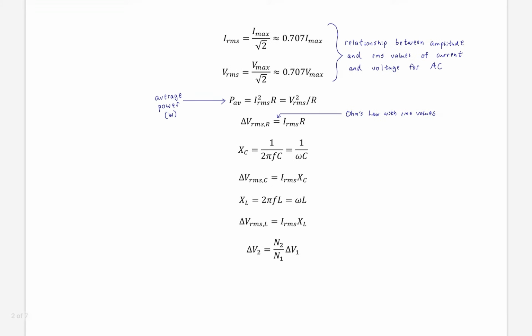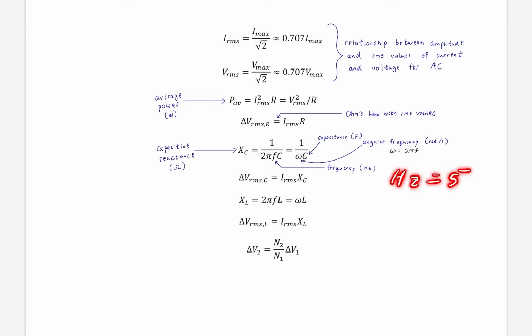And now something fundamentally new, reactance. X sub C is capacitive reactance, again measured in ohms, and it's equal to 1 over 2 pi times the frequency times the capacitance of the capacitor. Or we could replace the 2 pi f with the angular frequency omega. Capacitance is measured in farads, and f is the frequency. The angular frequency omega equals 2 pi f. Frequency is measured in hertz, and hertz, by the way, are just inverse seconds.